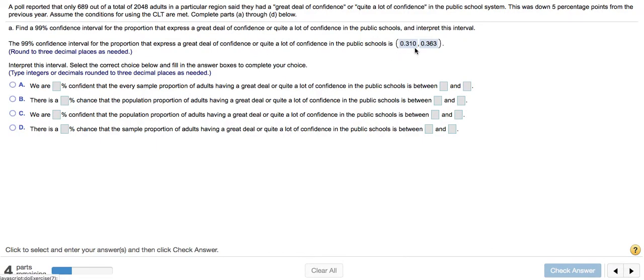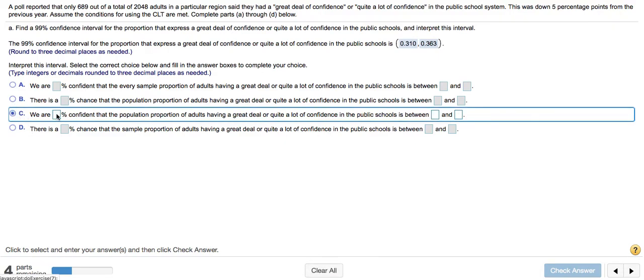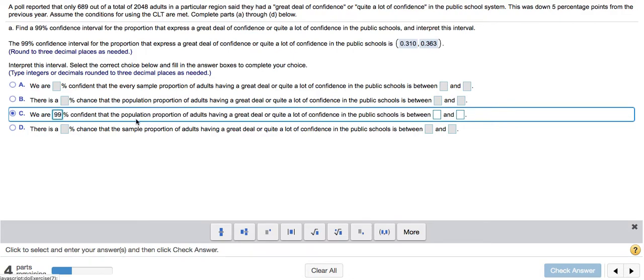That's the confidence interval. When we did our first computation on the calculator, we got a value directly between these two bounds, but we can say with 99% confidence that the true proportion falls within this range. That's what this next part is getting at: it's to interpret the interval. We have 4 options to choose from. I think we're going to go with C. We are 99% confident that the population proportion of adults having a great deal or quite a lot of confidence in the public schools is between 0.310 and 0.363. So that is what the confidence interval means.